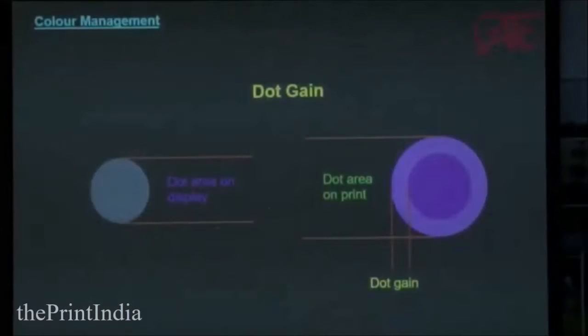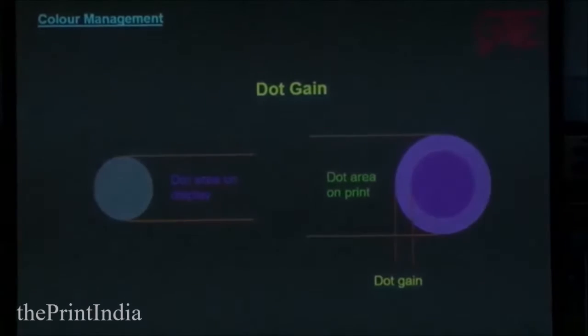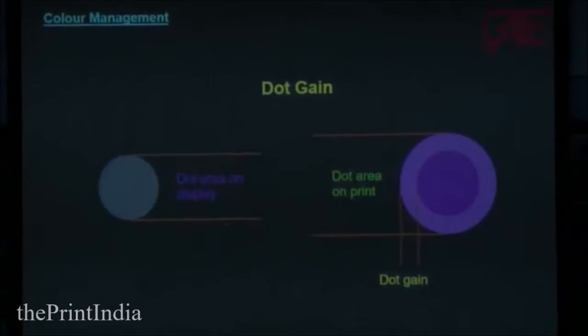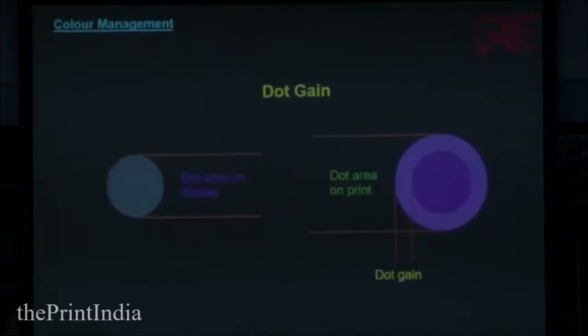So first is gray balance. Second most important thing is tone reproduction. So the tone reproduction depends on the dot gain. The dot gain on the monitor display and what you print, there is always a difference. Okay, your dot spreads in the printing process. So that difference we call dot gain. So this is what decides how your tone reproduction is going to be.